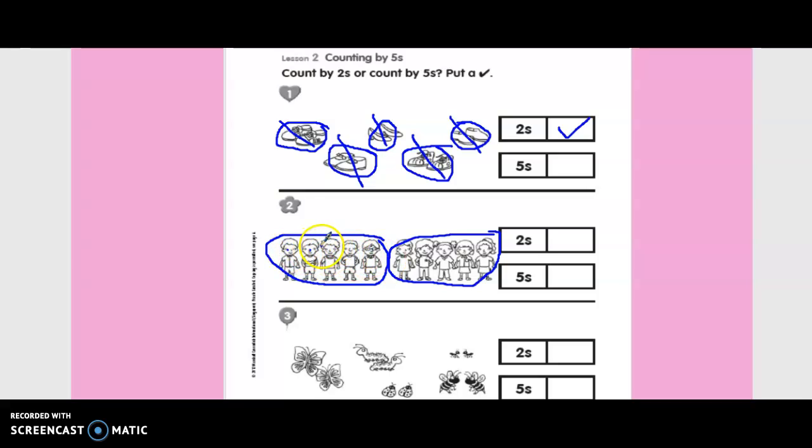So there's 1, 2, 3, 4, 5. 1, 2, 3, 4, 5. So could we skip count the kids by 2s or by 5s? By 5s. All right, let's count the kids. 5, 10. Nice job, boys and girls. All right, what about the bugs? Circle the groups, and then I want you guys to check off if it would be 2s or 5s that we could count these bugs by.